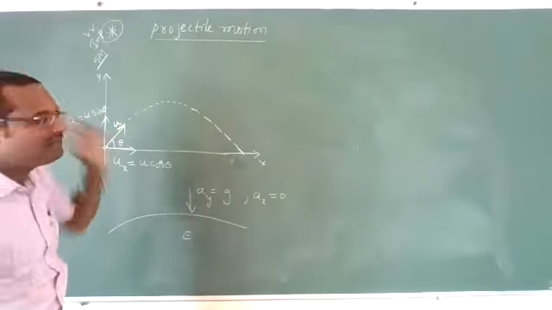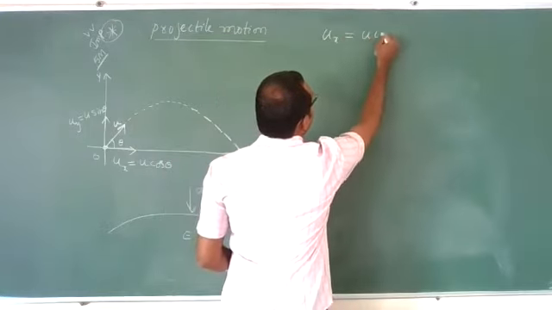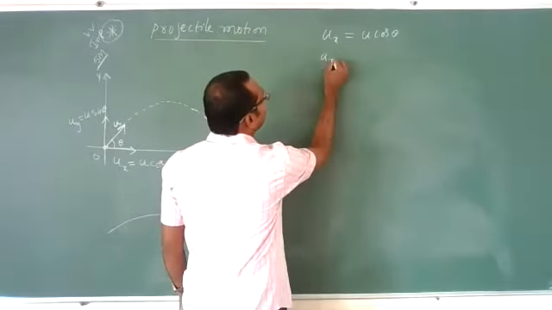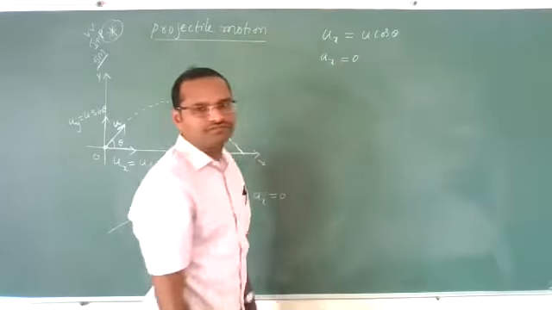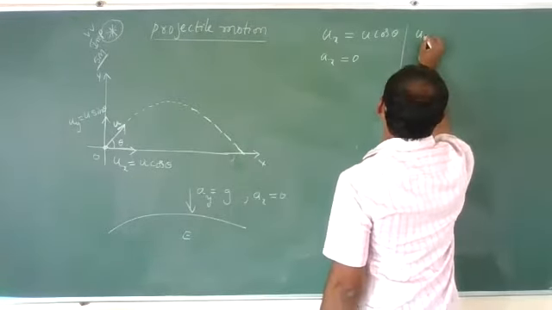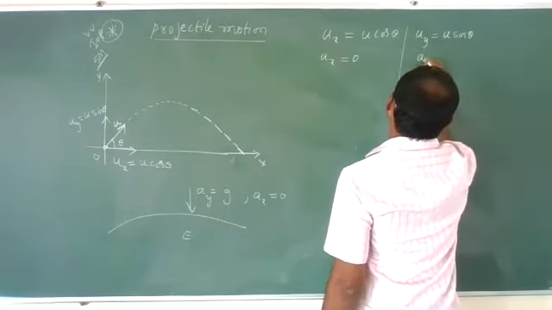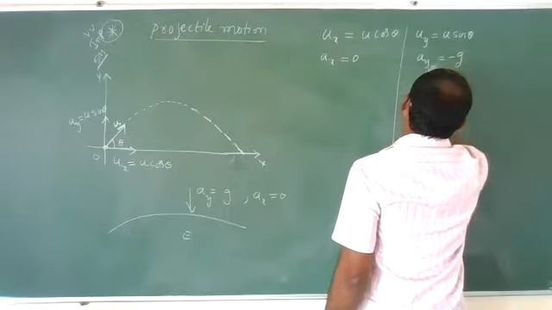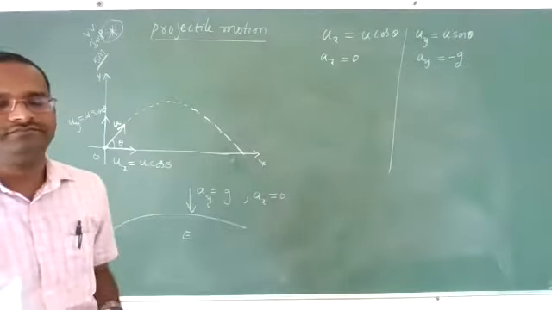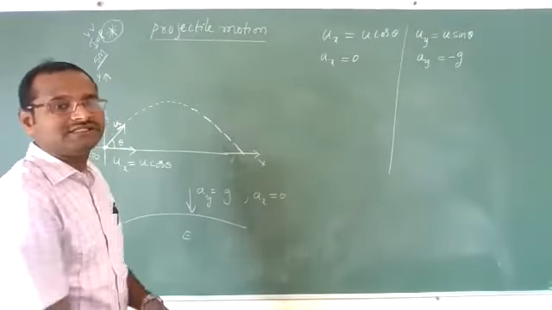That means for this projectile, along the horizontal we have velocity u cos theta and acceleration 0. Along the vertical axis, the velocity is u sin theta, and the acceleration acting on it is g with a minus sign. The minus sign indicates it is in the downward direction.